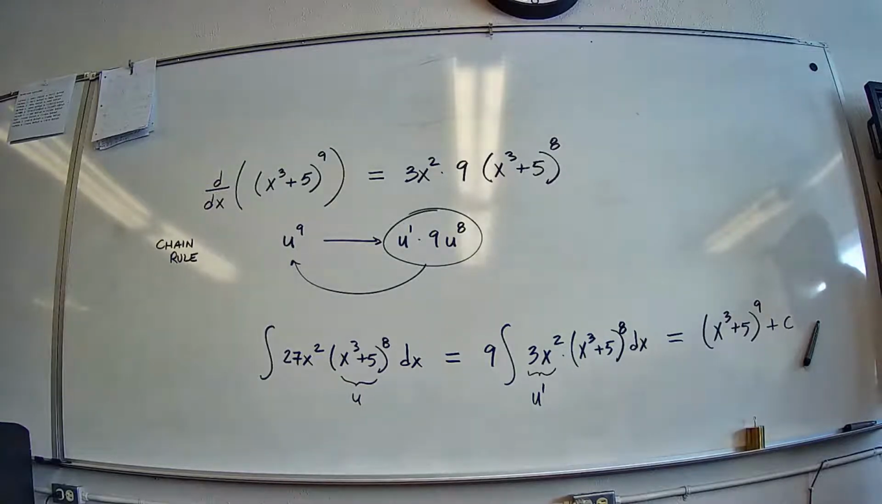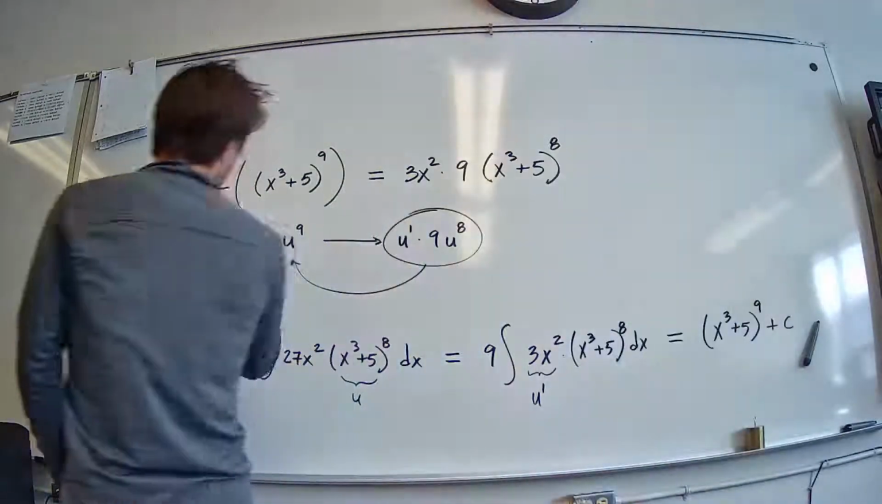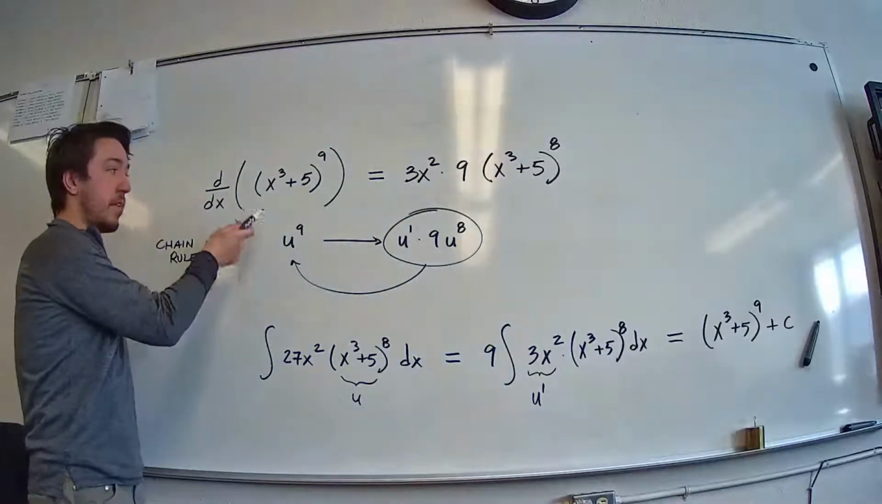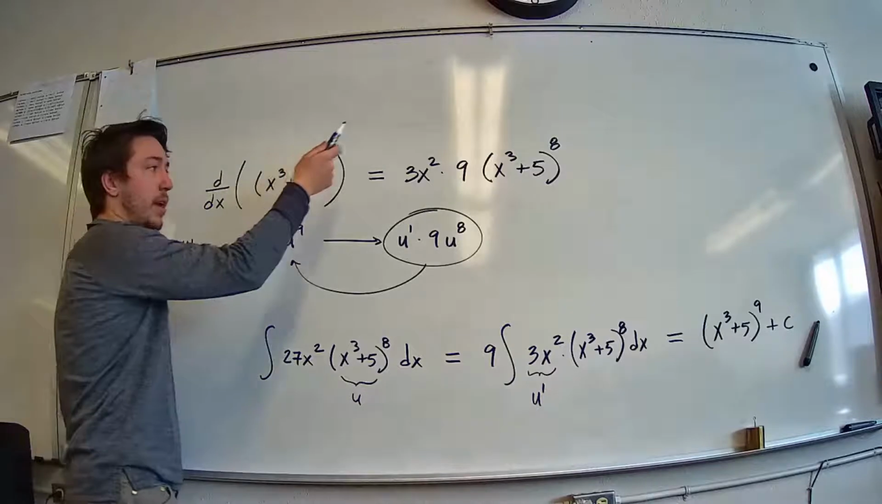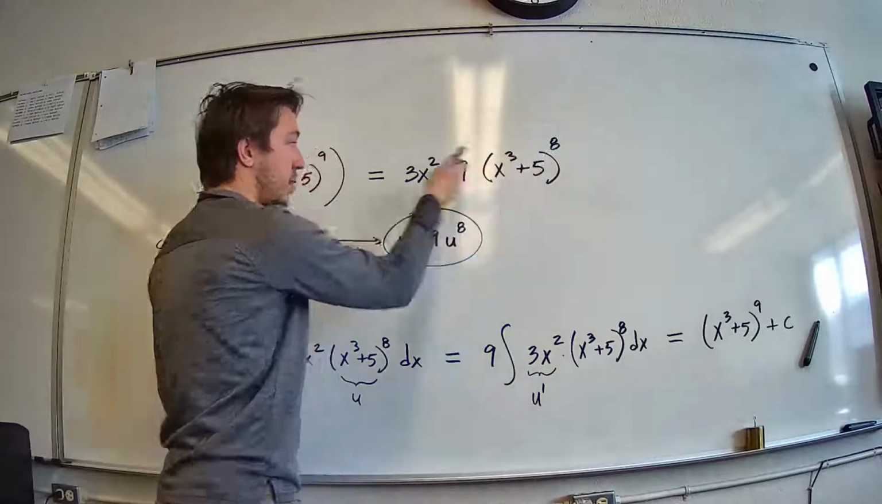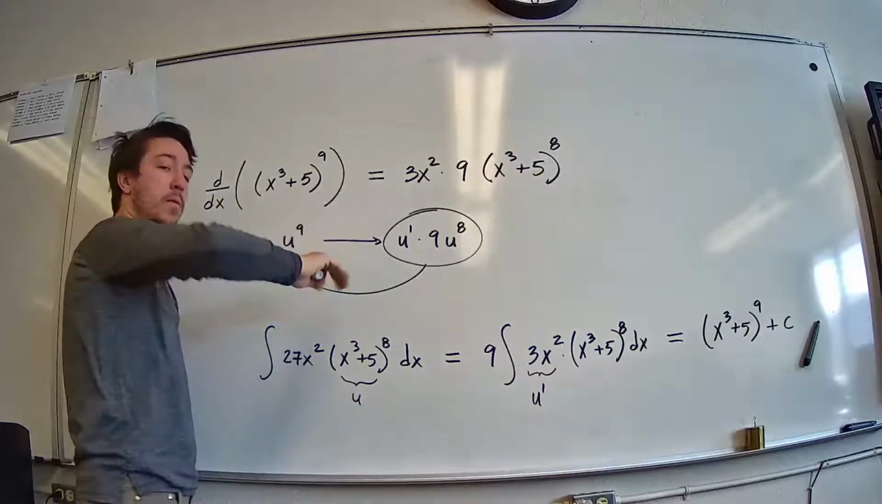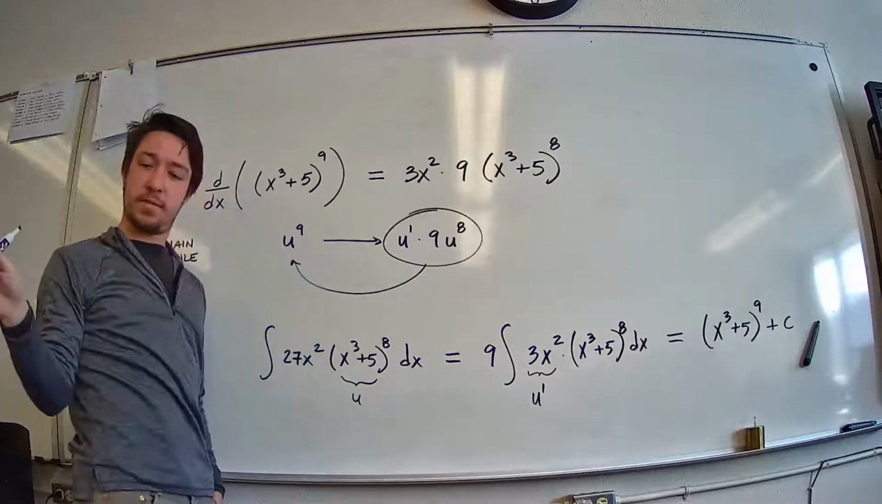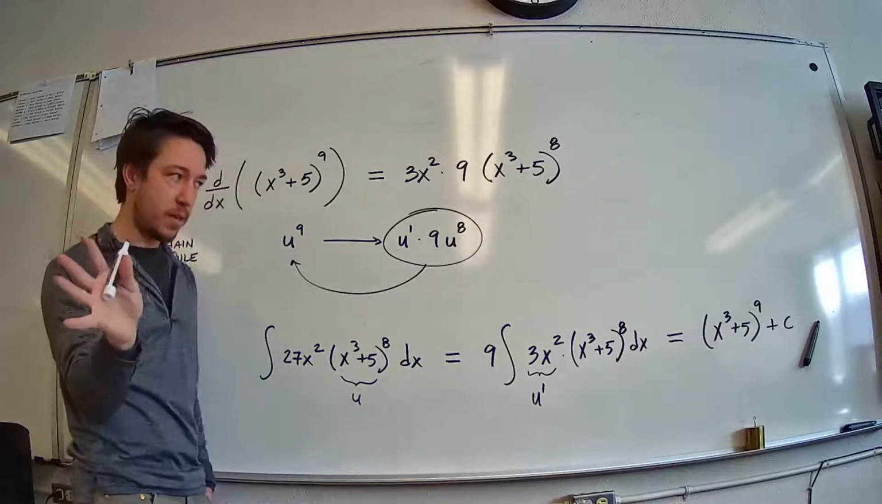You were most likely confused. If not, then great, I guess you're ahead of the curve. So just to recap, when you take the derivative of u to the 9th, you get 9u to the 8th times u prime. That u prime magically appears. Okay, the magic of the chain rule.